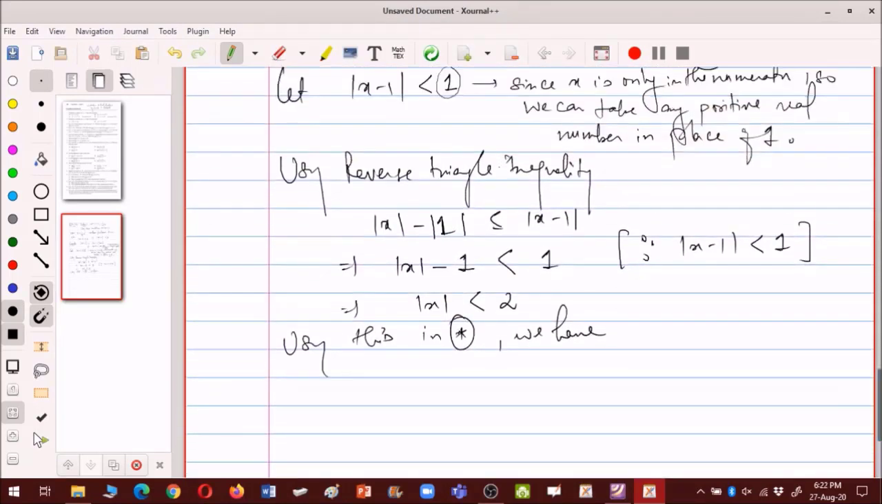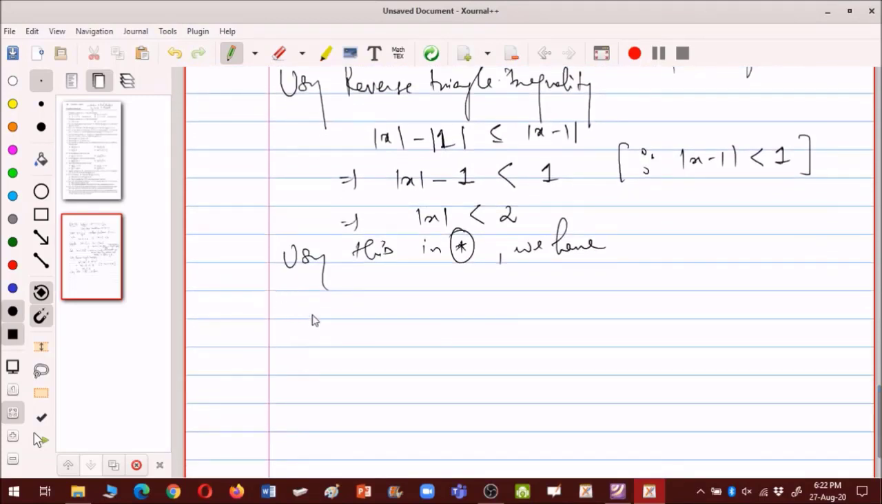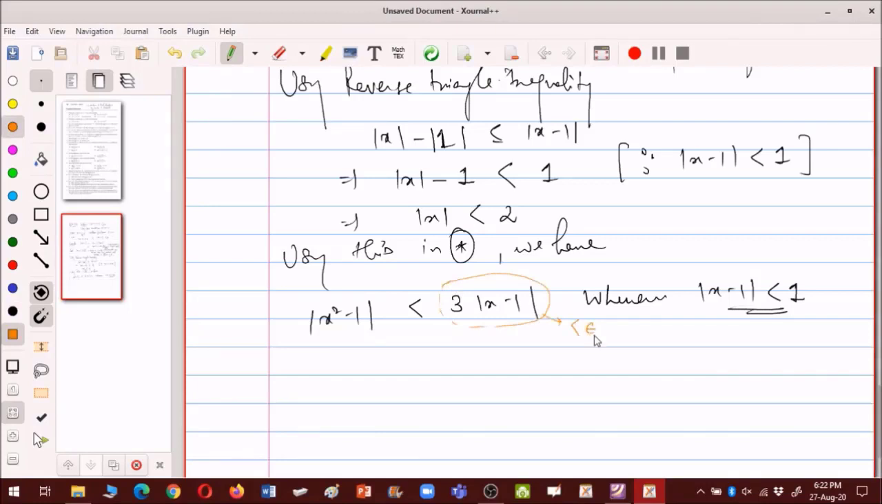So now when we use that in star, what we will get is |x² - 1| is less than 3 times |x - 1|, fine, whenever |x - 1| is less than 1. This is the condition that we took, so we have to write this condition. Under this condition, this holds. So now I want this to be less than epsilon. So for that I have to take some condition on this.